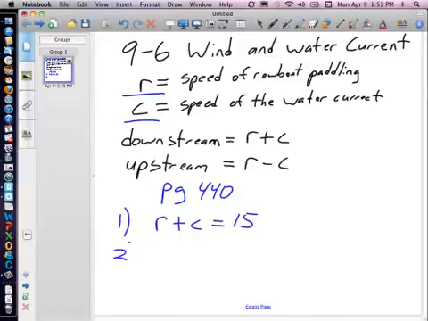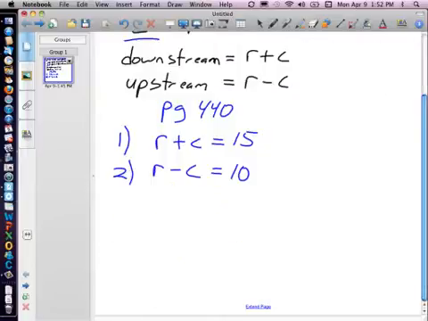In number 2, it's a similar situation, except the rowboat is now going upstream. So we have the rate of the rowboat minus the rate of the current equals 10. Those would be the answers for 1 and 2. Now for numbers 3 and 4, I'm just going to do one of these. I'll do 4. Hint, that means you'll be doing 3 at some point.